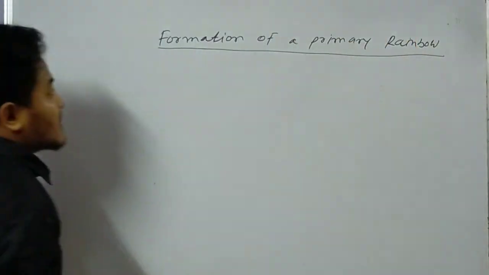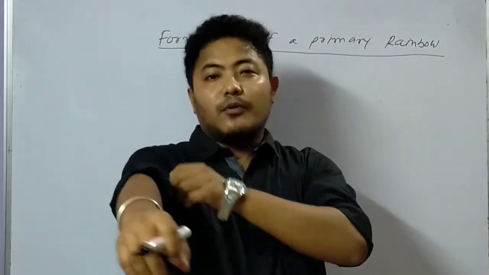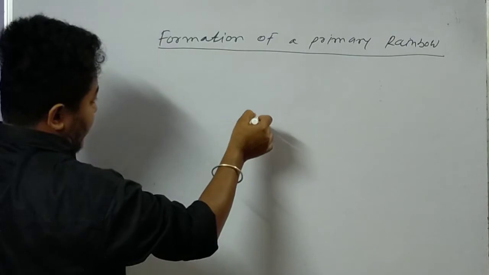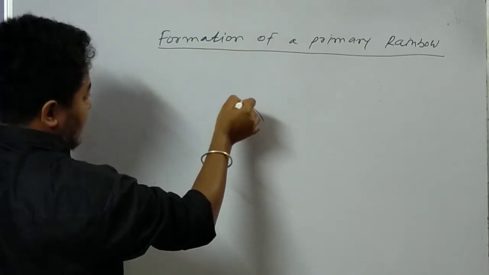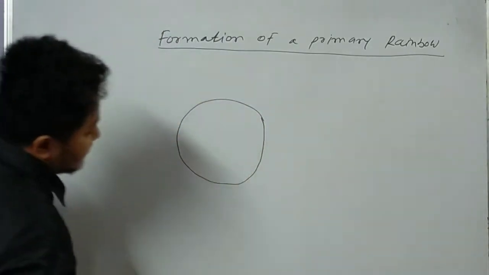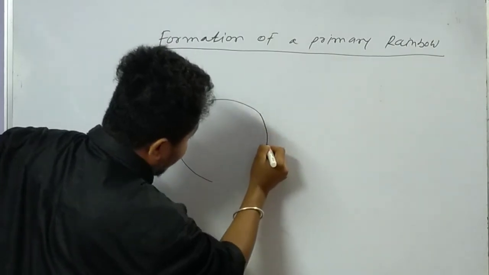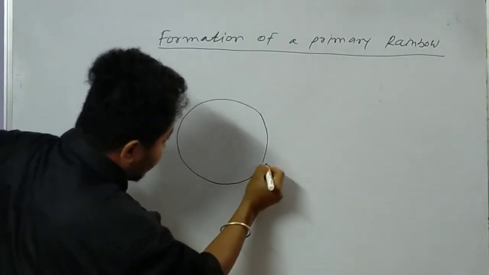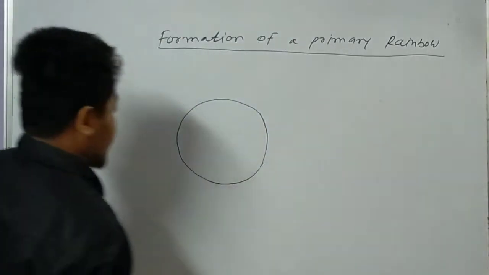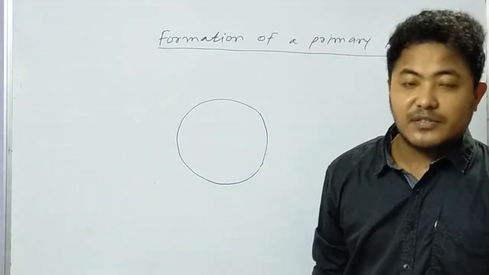Now how does a rainbow take place? As I told you, sunlight falls on a teeny water droplet. So if I make the water droplet like that, I am making it bigger so that we can observe everything that is happening. Okay, so this is the water droplet that is spherical. Basically water droplets are spherical in shape.